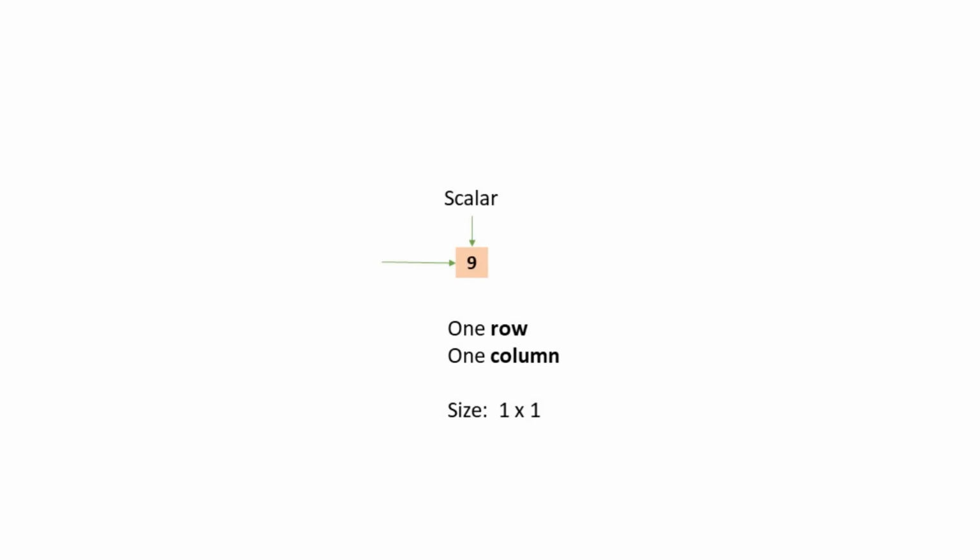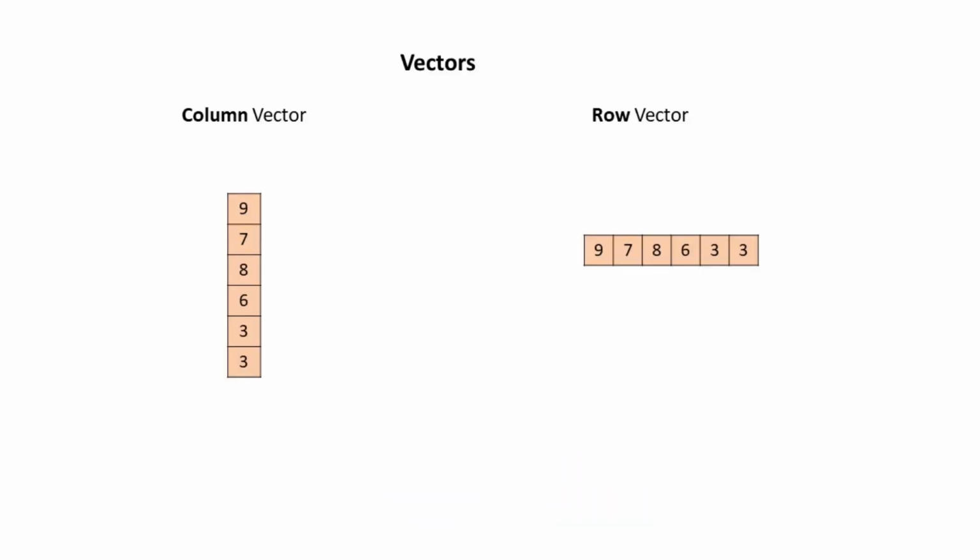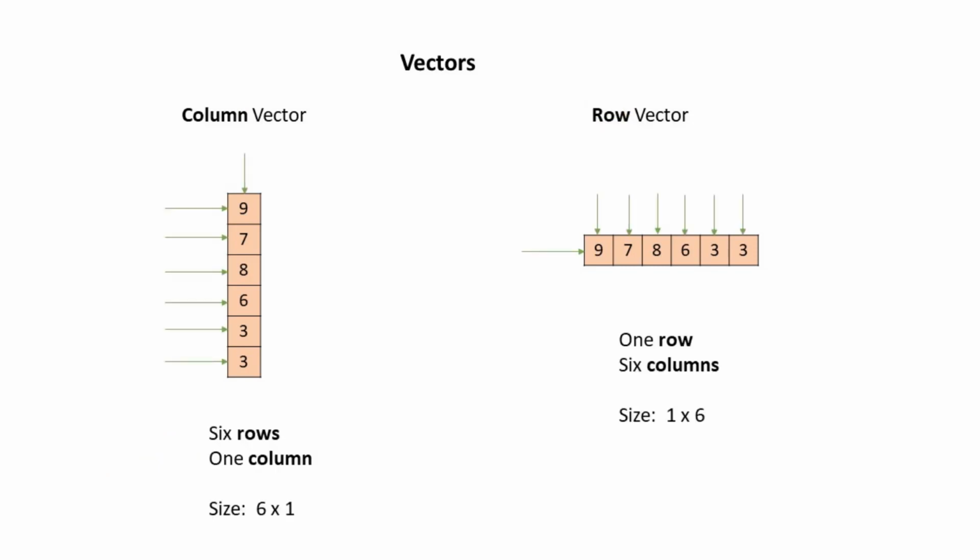Okay? And the size of a scalar is 1 by 1, where the first element refers to the number of rows and the second element refers to number of columns. All right, so let's talk about vectors. This is called a column vector because it has one column, and that is called a row vector because it has a single row. Now let's look at the sizes of these two entities.